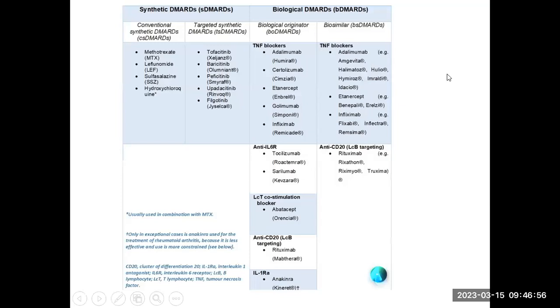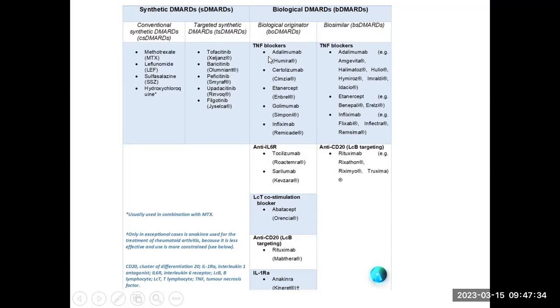Right, again, I'm sorry about the crowded slide. So these are the medications we have to keep them in that remission. We have conventional synthetic DMARDs, targeted synthetic DMARDs, biological originator, and biosimilar medications, right? So the conventional synthetic DMARDs are methotrexate, leflunomide, sulfasalazine, and hydroxychloroquine. We all know them. Targeted ones are like biologics actually. They are oral tablets, JAK inhibitors, tofacitinib. They are available now in Sri Lanka, even in the private sector.